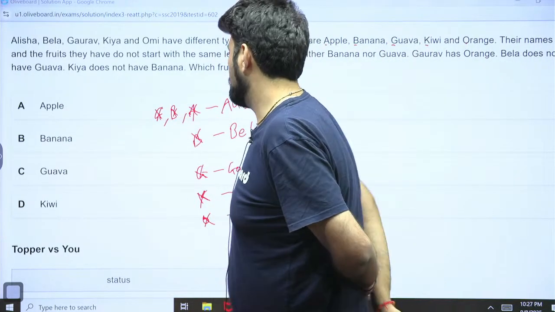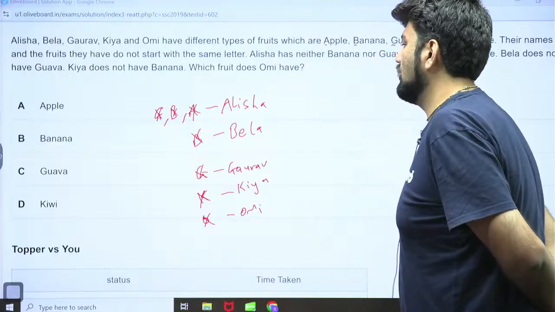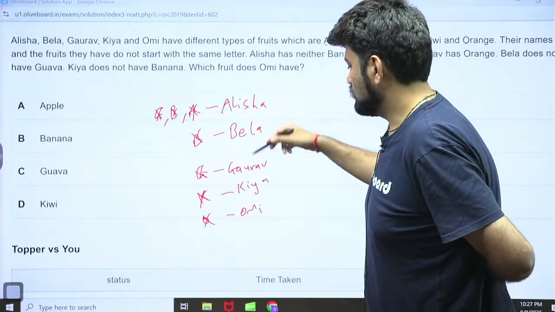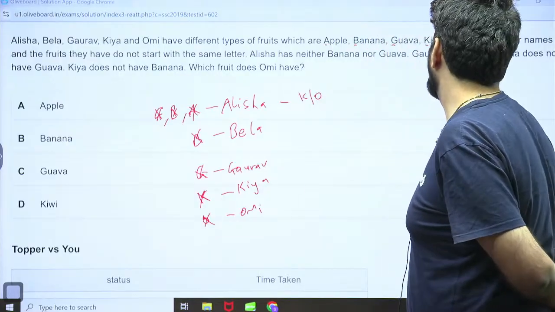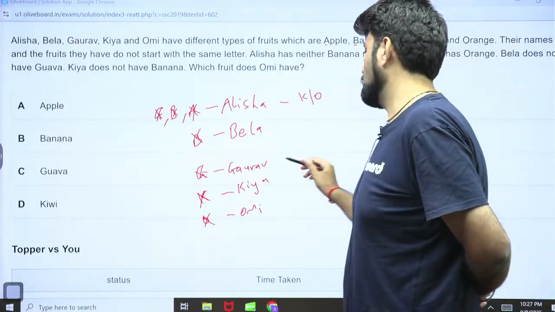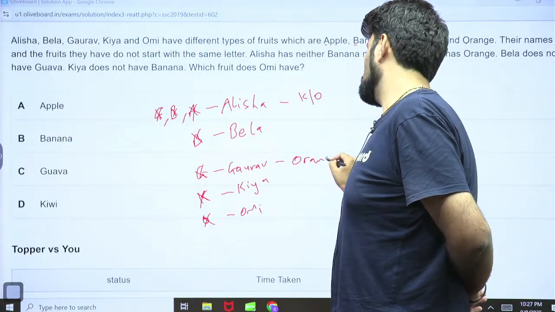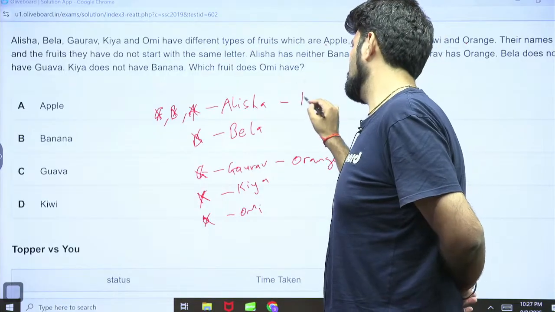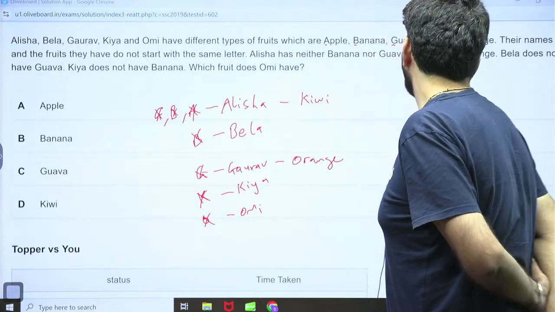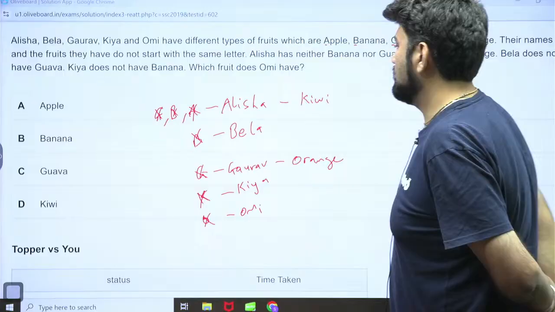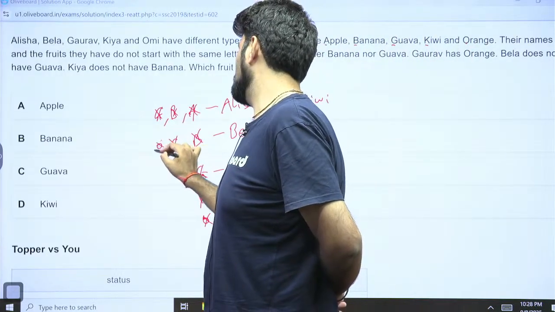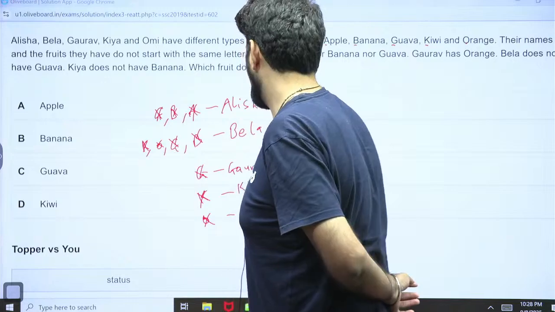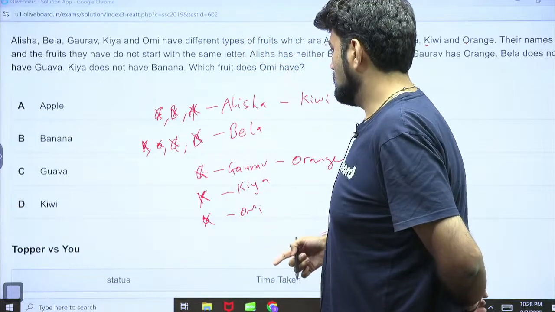Now what options are left with Alisha? No apple, no banana, no guava. So it is either kiwi or orange. Gaurav has orange. Once we know that Gaurav has orange, Alisha will have a kiwi. Bela does not have guava. Also, Bela will not have orange and kiwi. So Bela will have only one option left, which is apple.